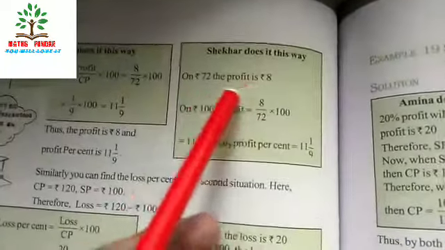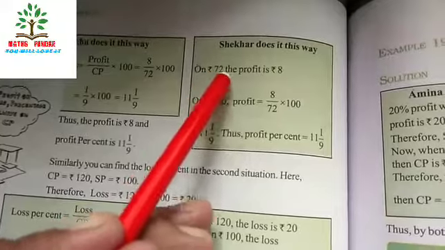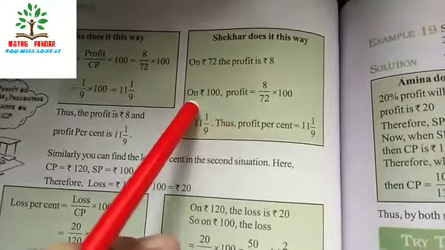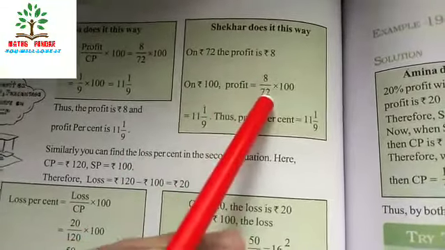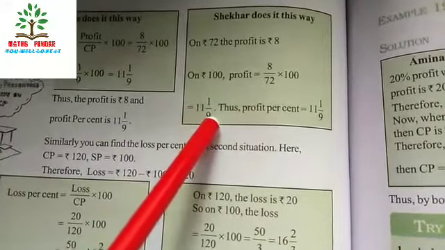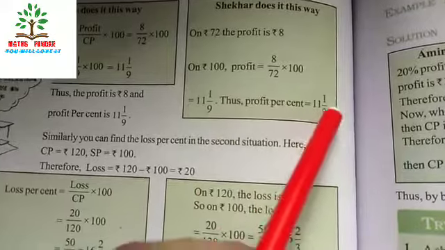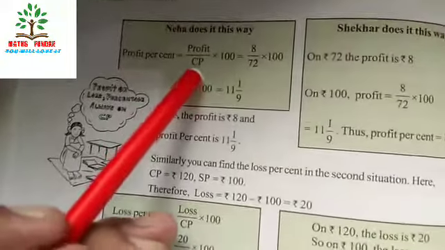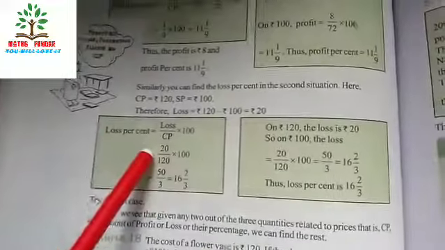Or, on rupees 72 the profit is rupees 8, so on rupees 100 the profit will be 8 upon 72 into 100, and that will be 11 whole 1 upon 9. So the profit is 11 whole 1 upon 9%. Both ways we can solve it, but the easy way is using the formula.